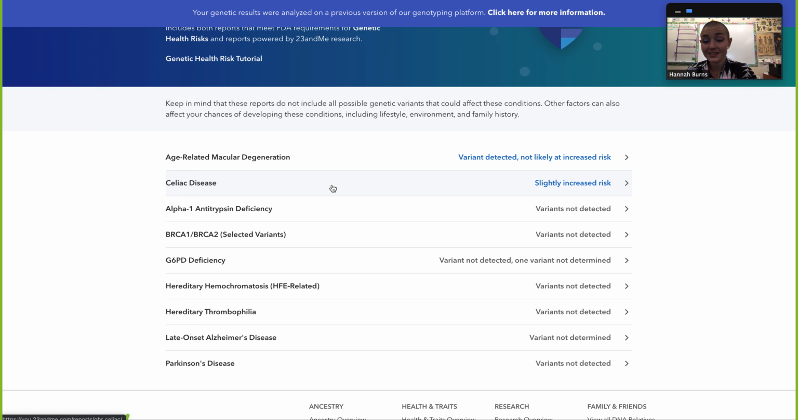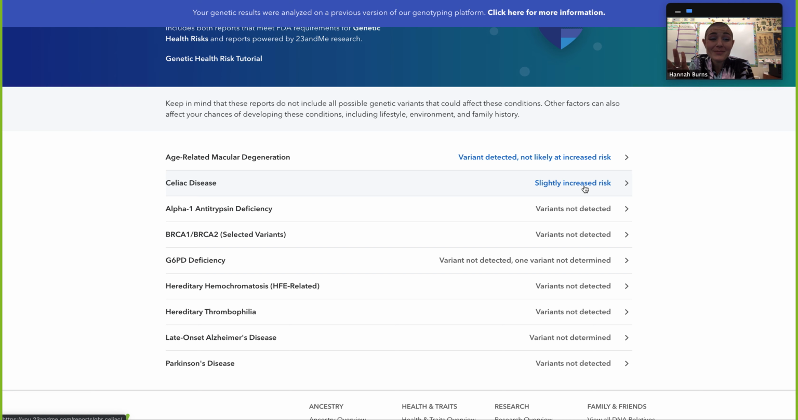For celiac disease, this is actually why I had to do 23andMe in the first place, because I always had stomach issues, and there was the idea that maybe it's because I was allergic to gluten or gluten intolerant, and that I might have celiac disease. So as you can see here, I have a slightly increased risk of having celiac disease, which means that I shouldn't eat a lot of gluten, which means wheat, barley, basically anything that's really good, cookies, cake, etc.